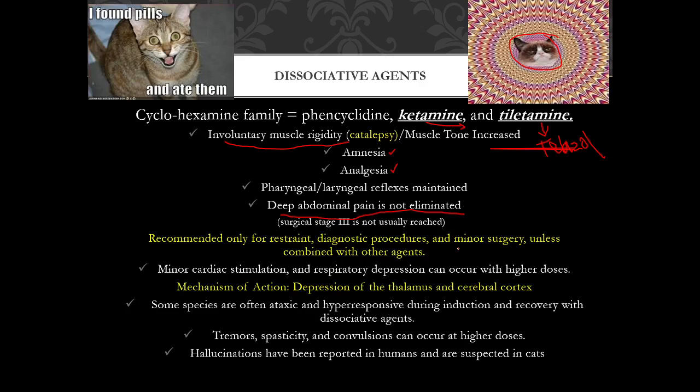Might get some minor cardiac stimulation and some respiratory depression if we have higher doses. The mechanism of action is depression of the thalamus and the cerebral cortex. Some species are ataxic and hyperresponsive during induction and recovery with dissociative agents. We might see tremors, spasticity, convulsions at higher doses, and then hallucinations have been reported in humans and are suspected in cats.